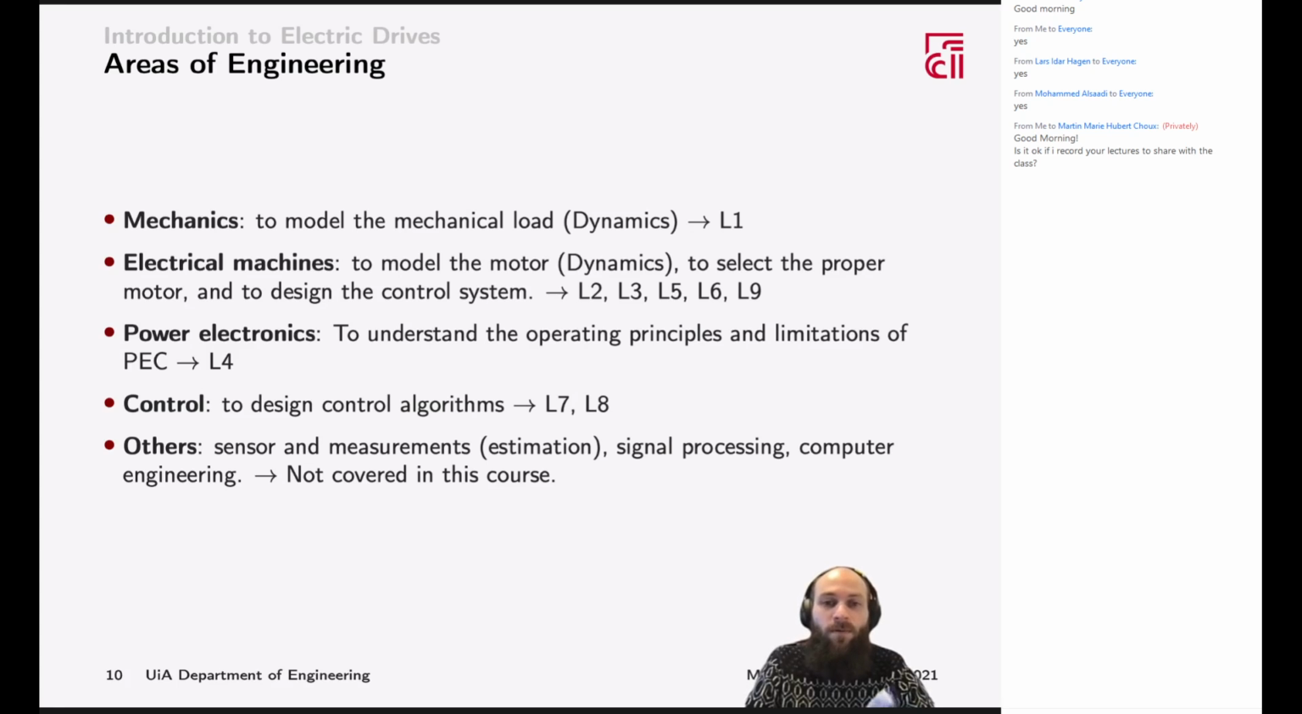And then we also have power electronics, to see the principles and limitations of power electronic converters. It's lecture 4. Then more about control engineering, and this is done in lectures 7 and 8 in this course. And we also have other engineering areas, like sensors and measurements, signal processing and computer engineering, and these are not covered.